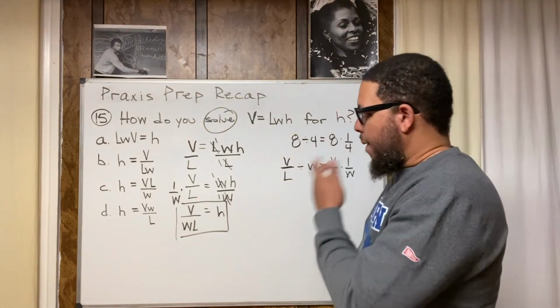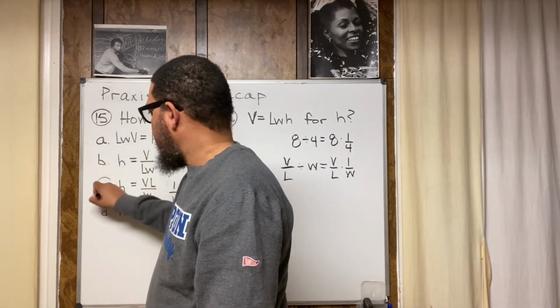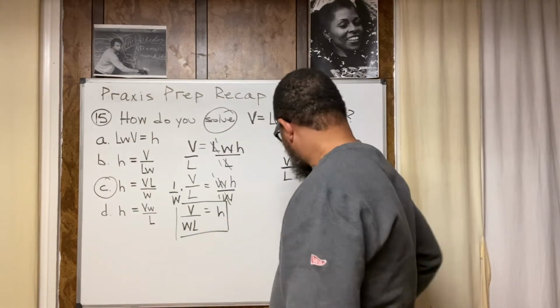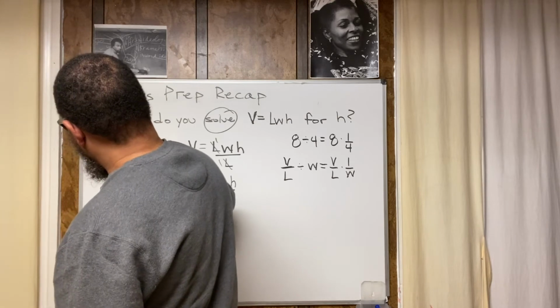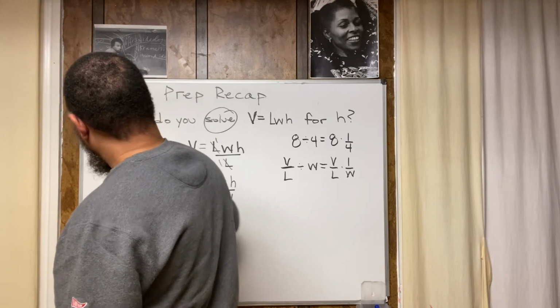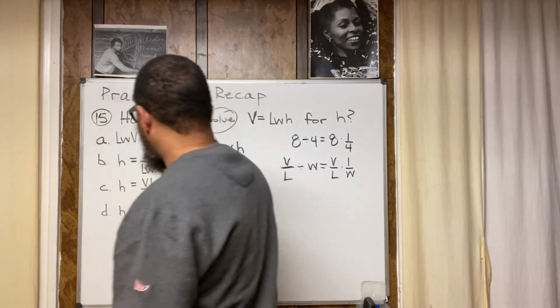Okay? So, correct answer. No, that's not. I circled the wrong one. Wrong. Oh, loud and wrong. The correct answer is B. V over LW.